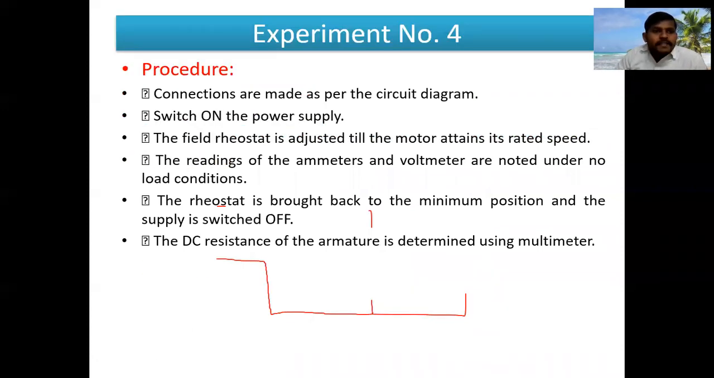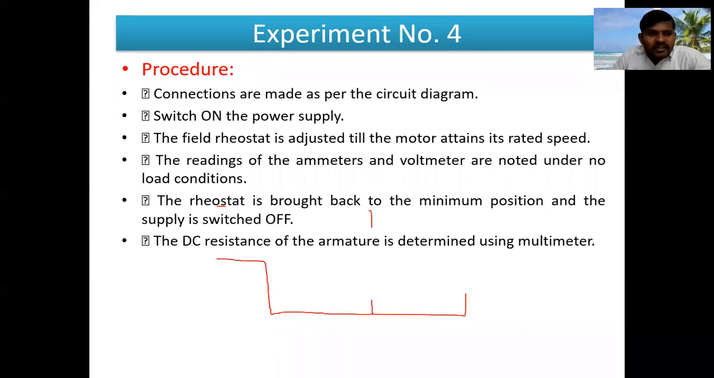Procedure for that: connections are made as per the circuit diagram. Switch on the power supply. The field rheostat is adjusted till the motor attains the rated speed. Field rheostat आपण adjust करणार आहे till the motor attains the rated speed. Motor जोपर्यंत rated speed attain करत नाही तोपर्यंत आपण field rheostat adjust करतोय.